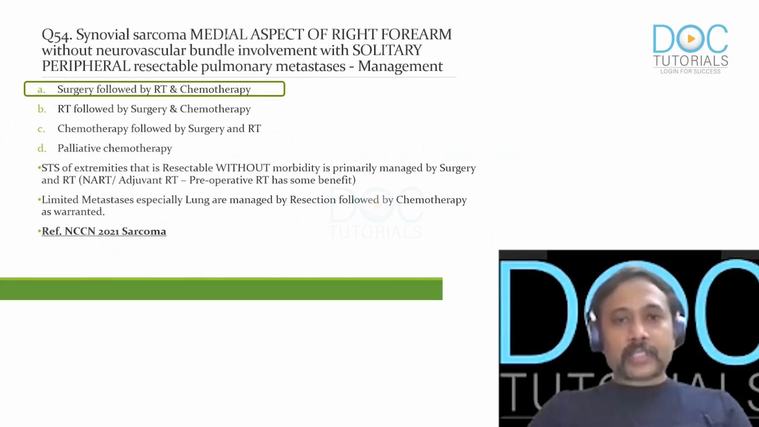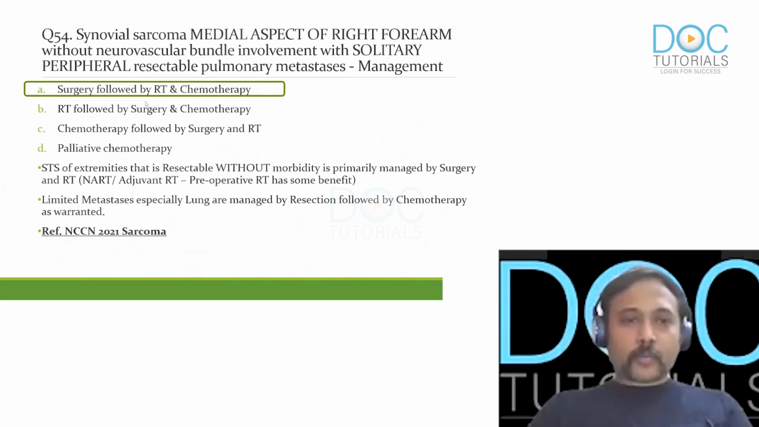Now here you can say it is there in the medial aspect of the right forearm without a neurovascular bundle involvement, which makes it a clearly resectable primary disease. Now let us look at the metastasis. So there is a solitary peripheral resectable pulmonary metastasis. Here again, whenever you have limited metastasis, the management is primarily resection followed by chemotherapy. Especially when you have lung metastasis in osteosarcoma, even in osteosarcomas, generally we'll go for an upfront chemotherapy. But when you take up soft tissue sarcomas, whenever you have a resectable primary and a resectable lung metastasis, the management is initially surgery and later on you will go for chemotherapy.